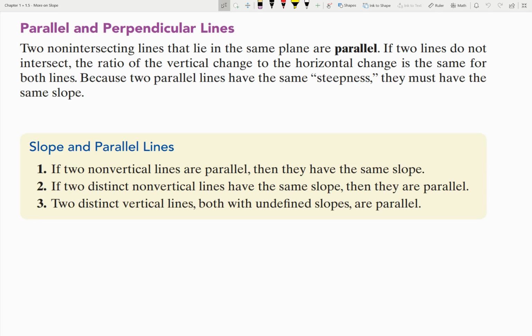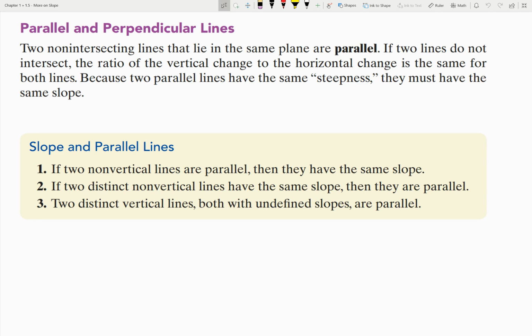So, two non-intersecting lines that lie in the same plane are called parallel. And if two lines do not intersect, the ratio of their vertical change to horizontal change has to be the same. They're going to have the same steepness. They must have the same slope. And that is actually the definition of parallel lines. Parallel lines have the same slope because they never intersect.